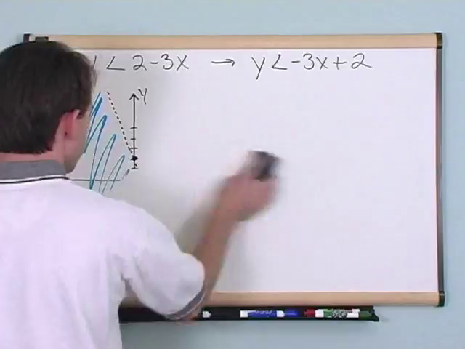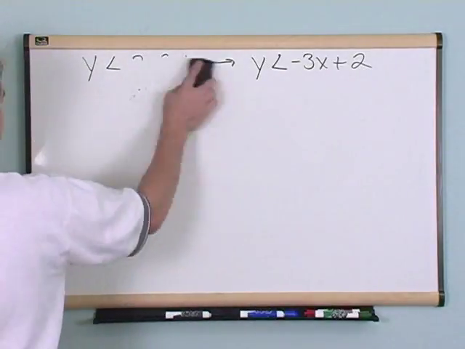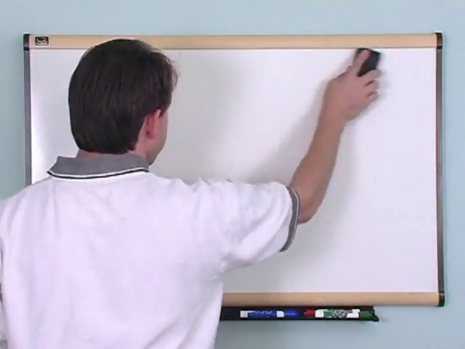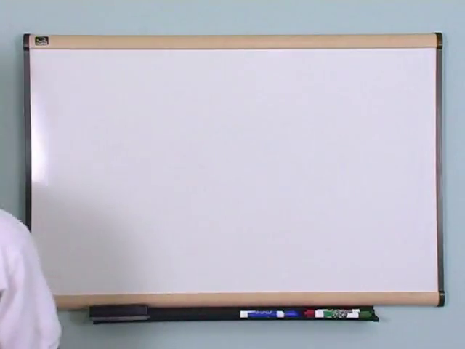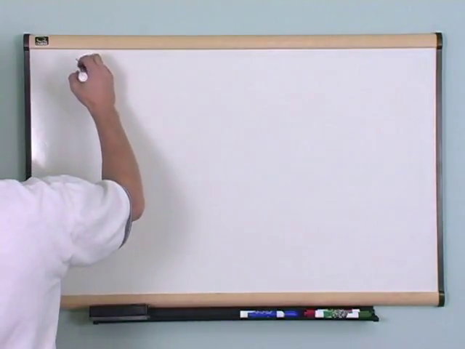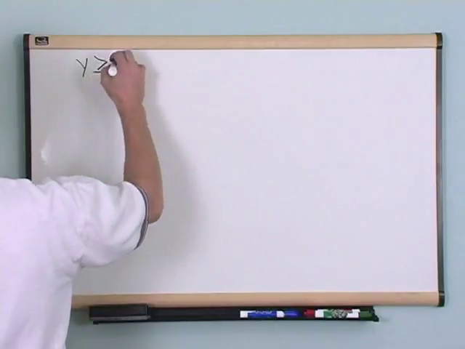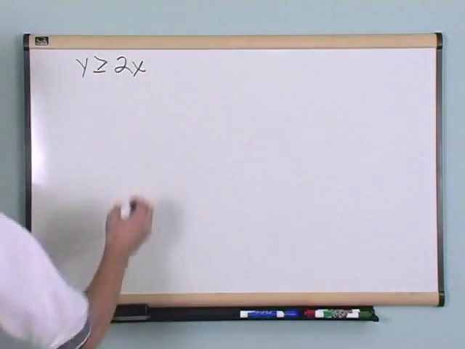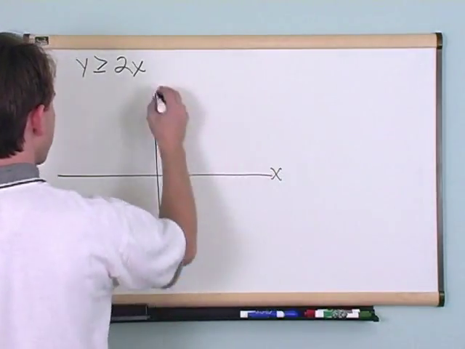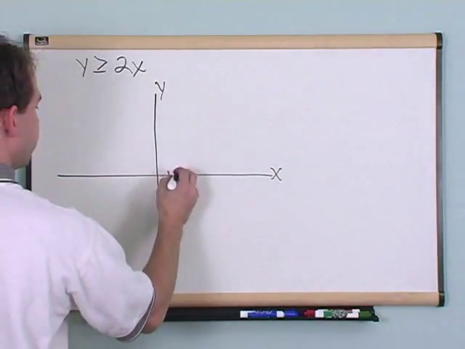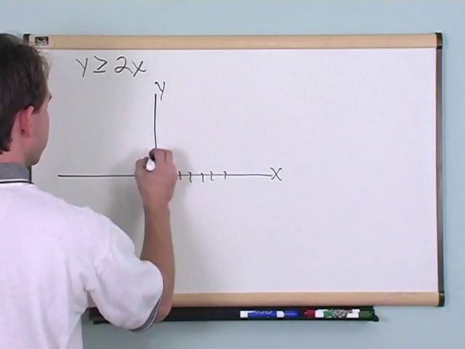So really the thing to remember is, when you're graphing inequalities, the only trick to it at all is to use a solid line when it's greater than or equal to, and to use a dashed line when it's just greater than. So if you had y is greater than or equal to 2x, okay, how would I do that one? Well, I'd draw my coordinates here. I'd put some tick marks like this.